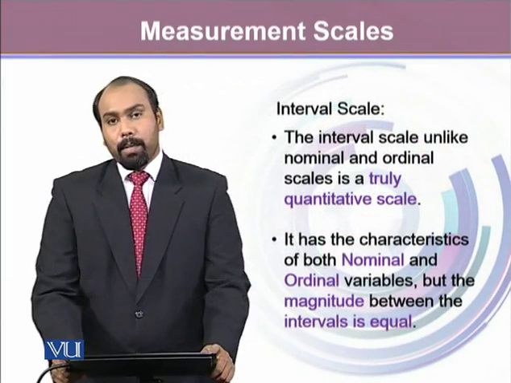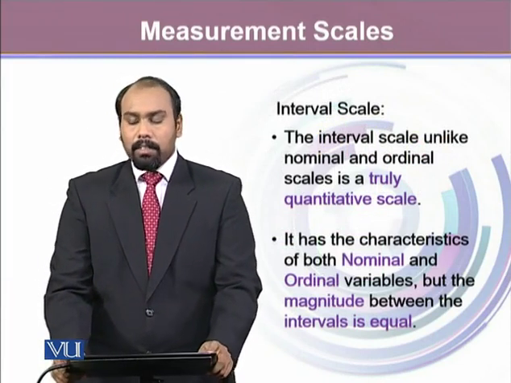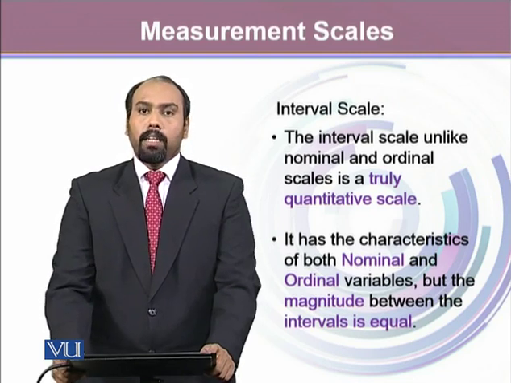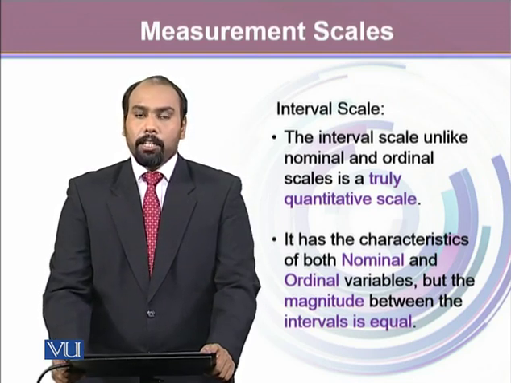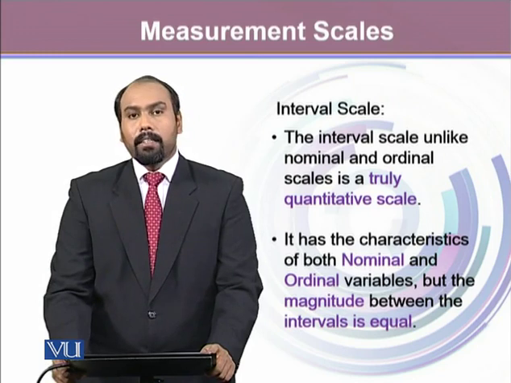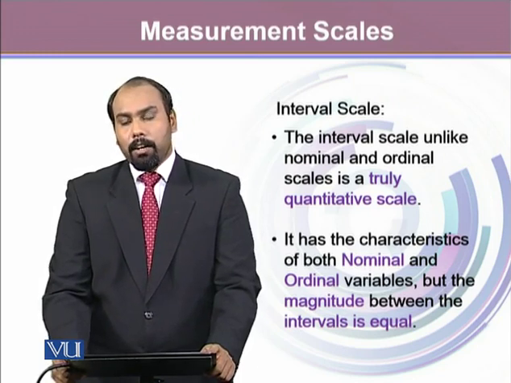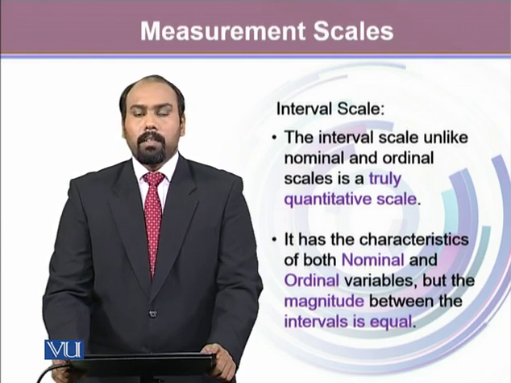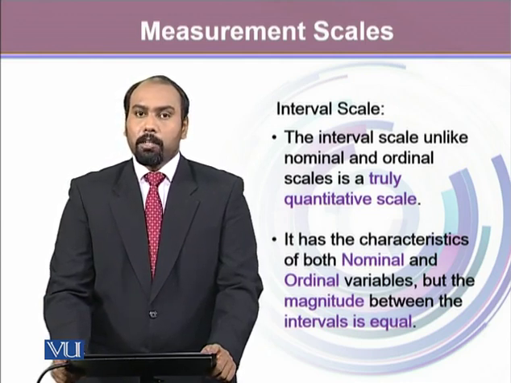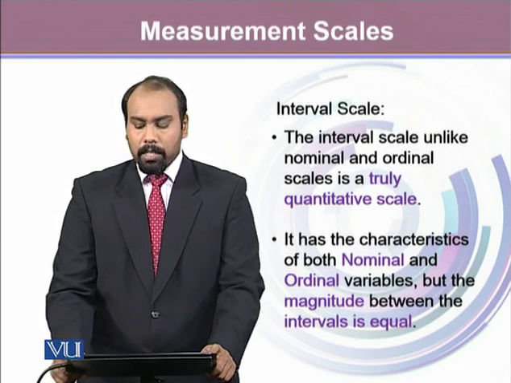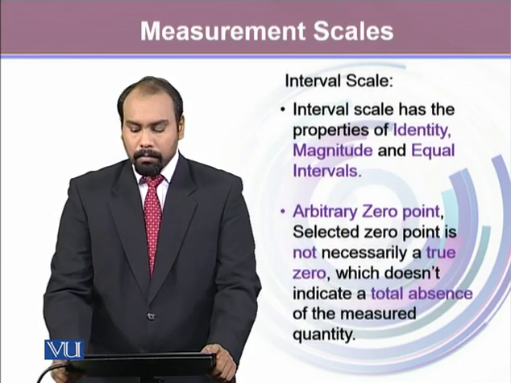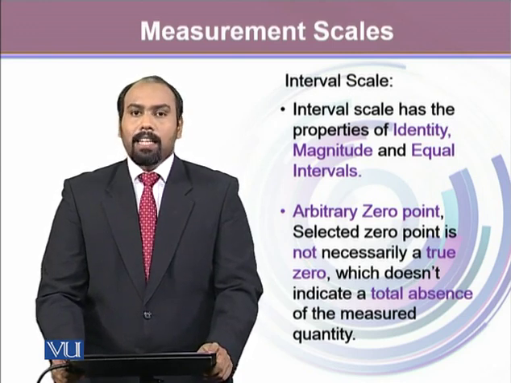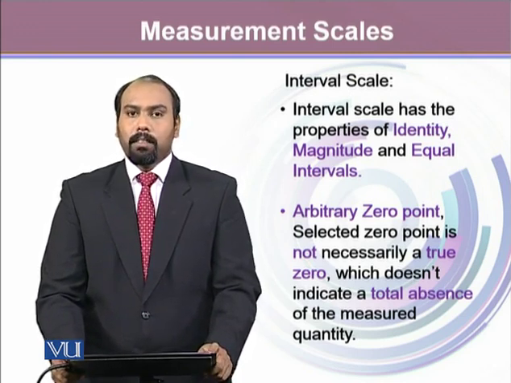The third scale of measurement is the interval scale. The interval scale, unlike nominal and ordinal scale, is truly a quantitative scale. Interval scale variables inherit the qualities of nominal and ordinal scale, and moreover, they satisfy the third property of measurement, which is equal intervals. Interval scale variable has an arbitrary 0 point.